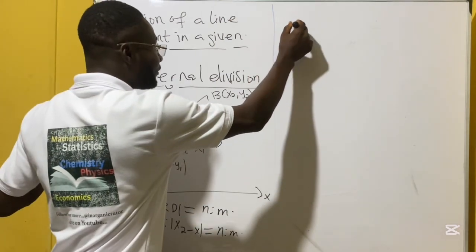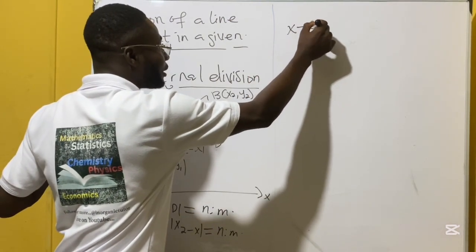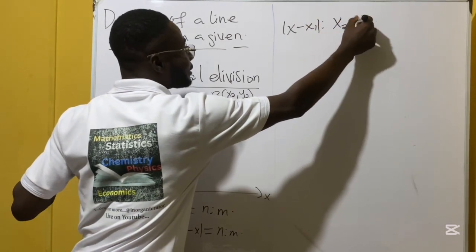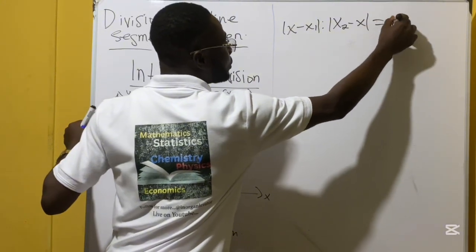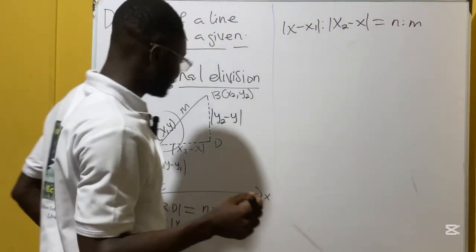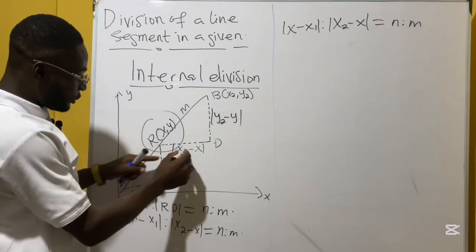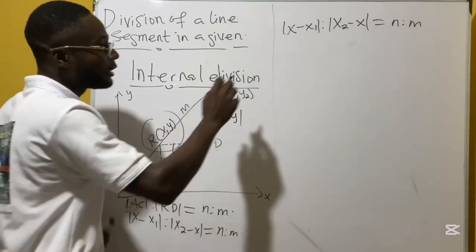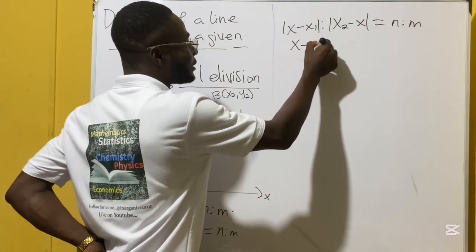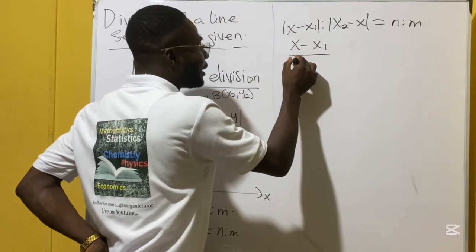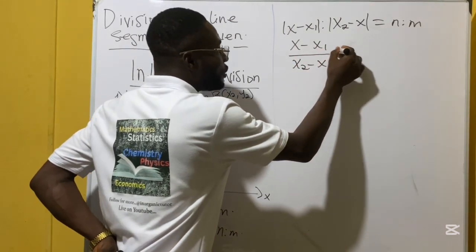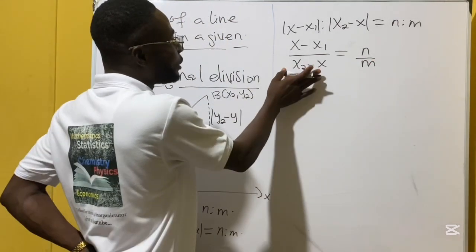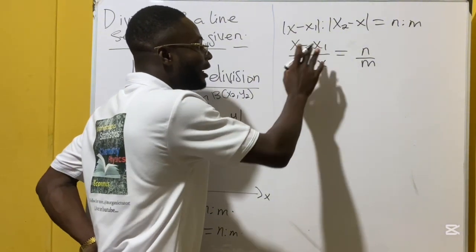So we're going to have x minus x1 is to x2 minus x. Okay, and that is equal to n is to m, right? Because this is to this is equal to the ratio n is to m. Okay, so here we're going to have x minus x1 divided by x2 minus x equals n over m, right? So this is what we have. We want to find x, right?